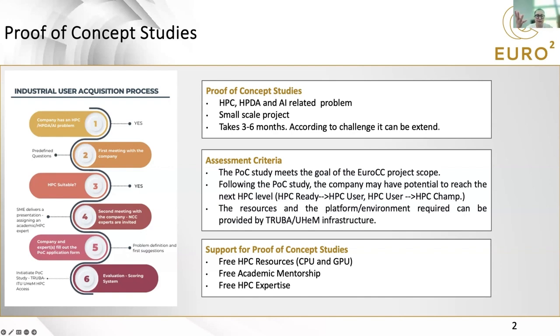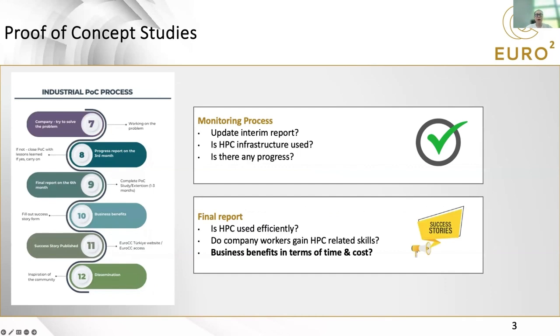By considering these criteria, every affiliated entity gives their points to the problem. If the total points exceed some threshold value, then the proof of concept study starts. As NCC Turkey, we start the proof of concept study by providing them free HPC resources. This can be CPU or GPU, and we also provide free academic mentorship and free HPC expertise.